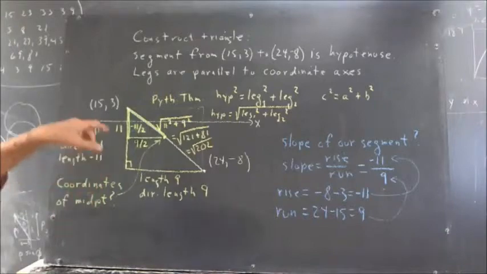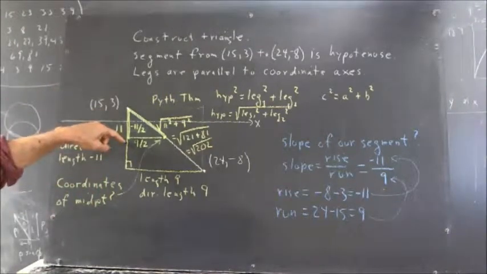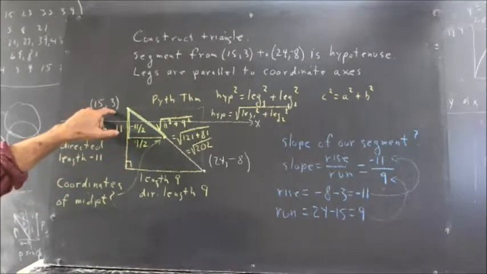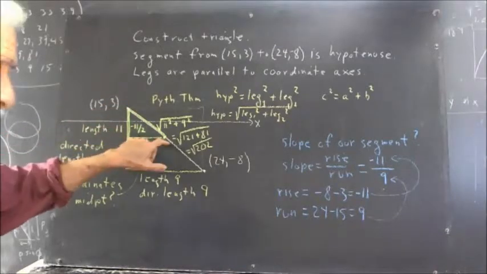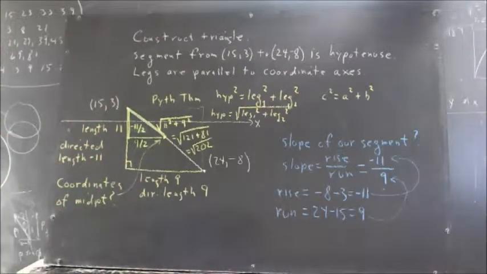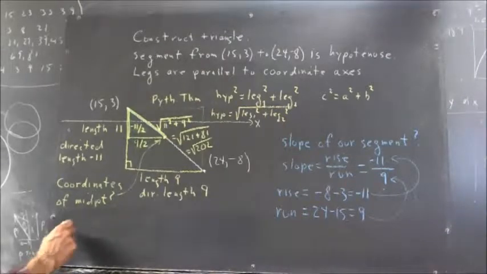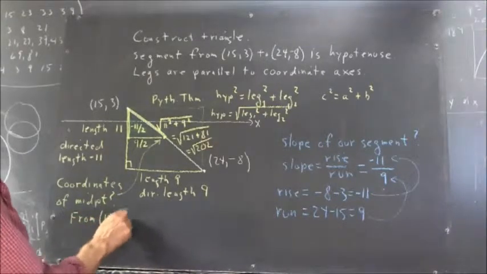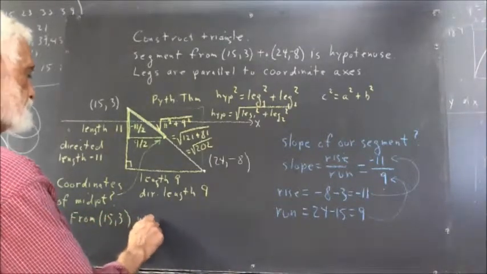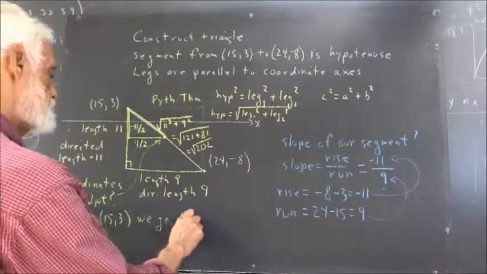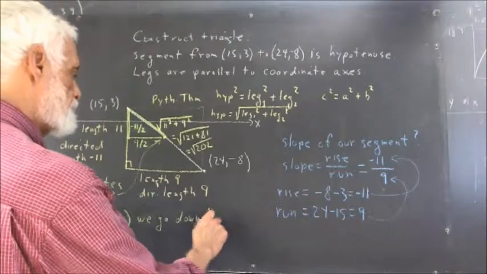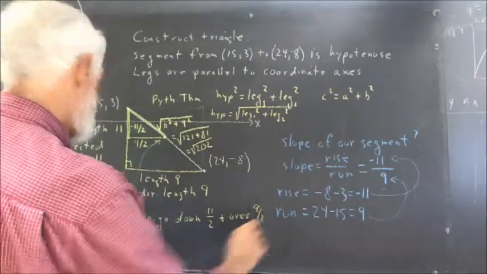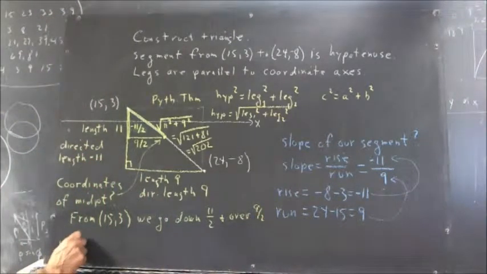And now, knowing that the directed length from this point down to here is negative 11 halves, and from here over here is 9 halves, starting from 15, 3, what are the coordinates at which we end up? Once more, you should figure this out before you watch me do it. Well, from 15, 3, we go down 11 halves and over 9 halves, ending up where?